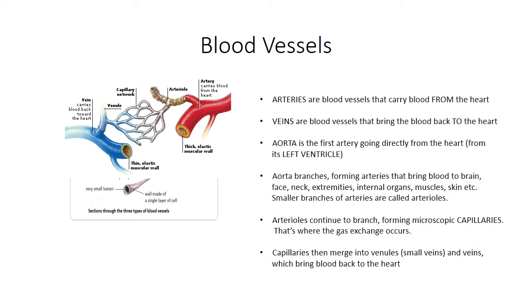heart. Okay, now aorta, we said it already, it's the first artery going directly from the heart, or more precisely from its left ventricle. Then aorta, imagine that this blood vessel is shown on the right. Imagine that it is aorta. It forms branches, numerous branches. One of the first branches of aorta is a branch that carries blood to the brain. Also, there are rather big branches that carry blood to the chest cavity and to the abdominal cavity.